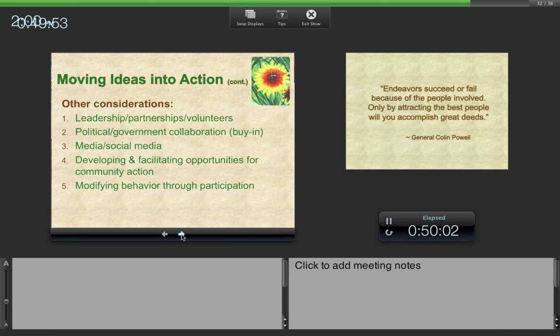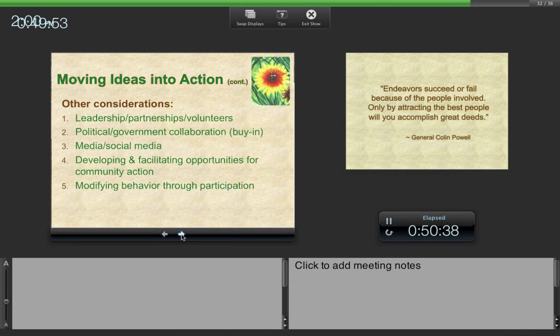Developing and facilitating opportunities for community action. This is kind of making our staff aware not to get stuck in a rut. Look at things in a different way and break down your paradigms, because there are so many opportunities for our organization to be able to create programs and to be a support system for other organizations and other programs that are already in existence, reinforcing what we're all doing for our community.